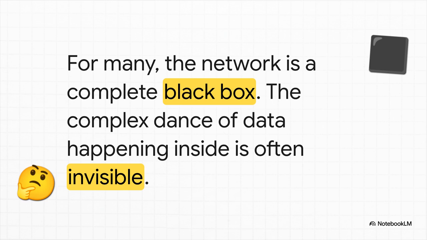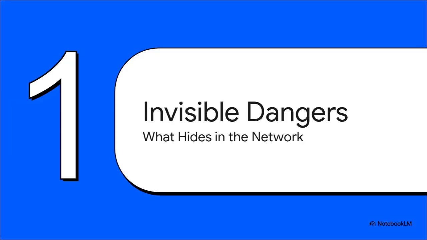For so many of us, the network is just this black box. You know data goes in, you know data comes out, but that incredibly complex dance that's happening inside, total mystery. It's pretty much invisible. And you know what? That invisibility, that's where the real danger is lurking. Things like misconfigurations, those nightmare redundant loops, performance bottlenecks, they all love to hide in the dark. It's kind of like trying to drive through a massive city during rush hour with no map, no GPS, not even any street signs. You're definitely going to get stuck, or worse, cause a major pileup.